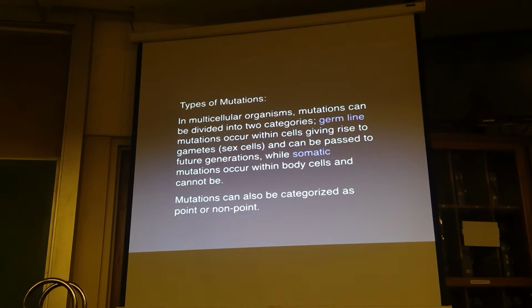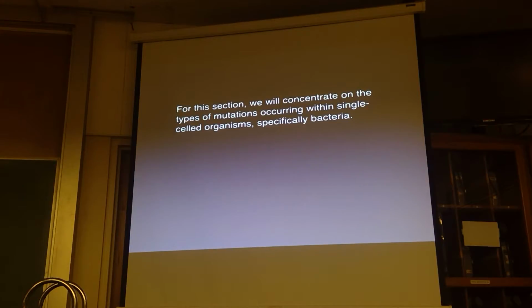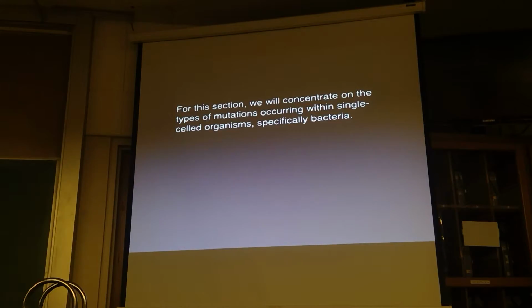Another way to categorize mutations is point and non-point. So we're not going to deal with germline and somatic mutations again because we're not dealing with eukaryotic cells. We're dealing with bacteria, archaea. We're talking prokaryotes. We will look at the categories point versus non-point. So a point mutation is a change in a single nucleotide, one base, somewhere on the genome, a change in one base. And again, if the DNA polymerase can copy the DNA 100 million times and just make one error, if it's a point mutation, it's just one base change.